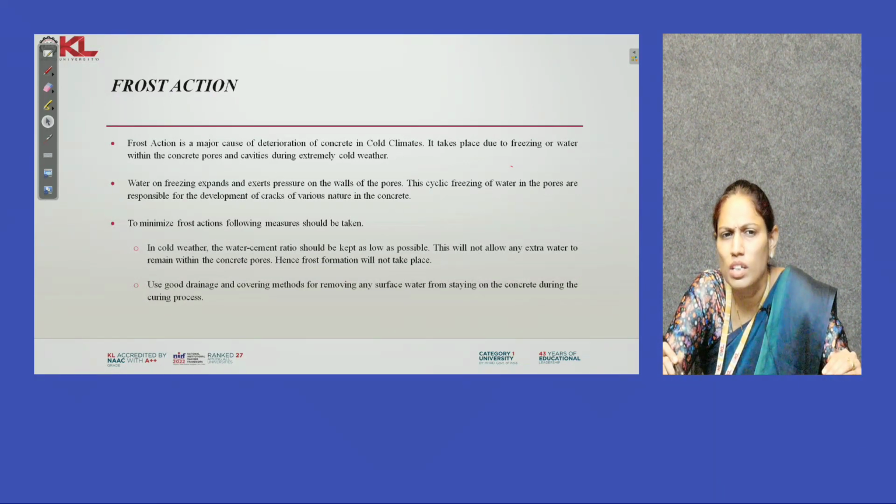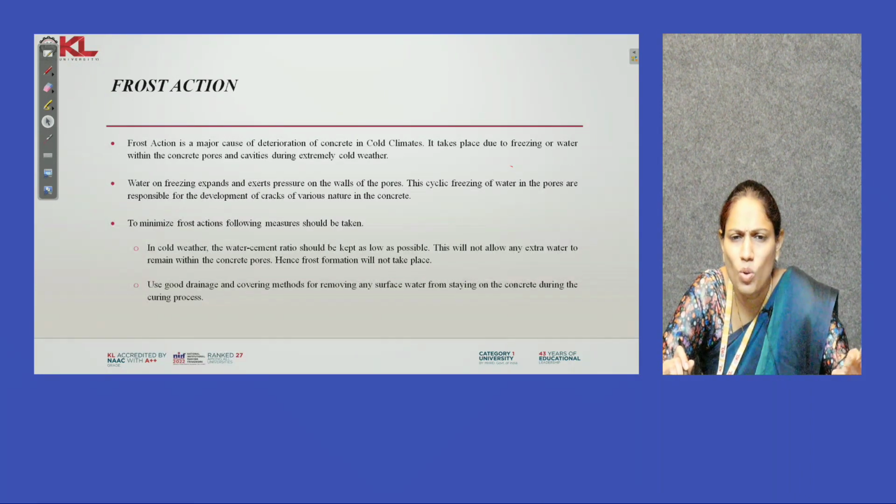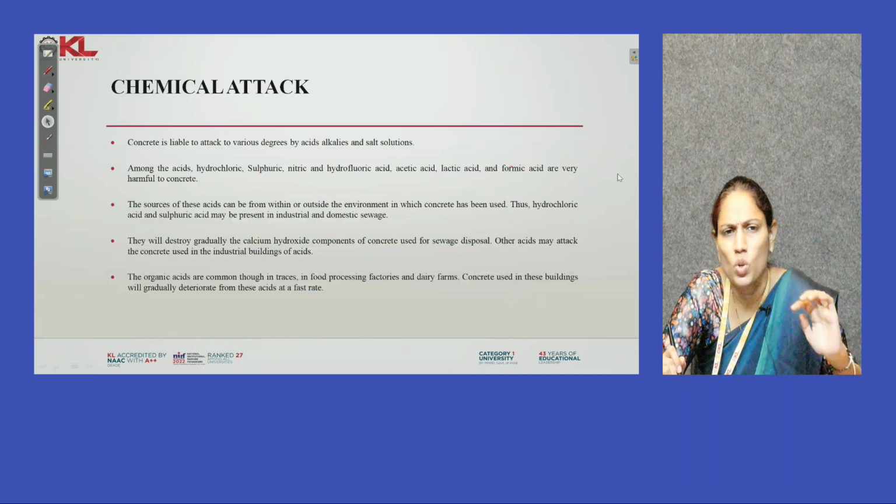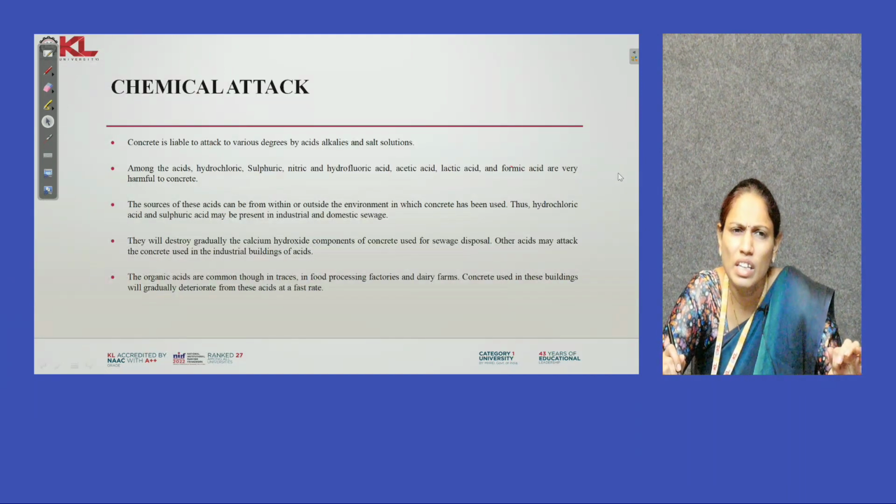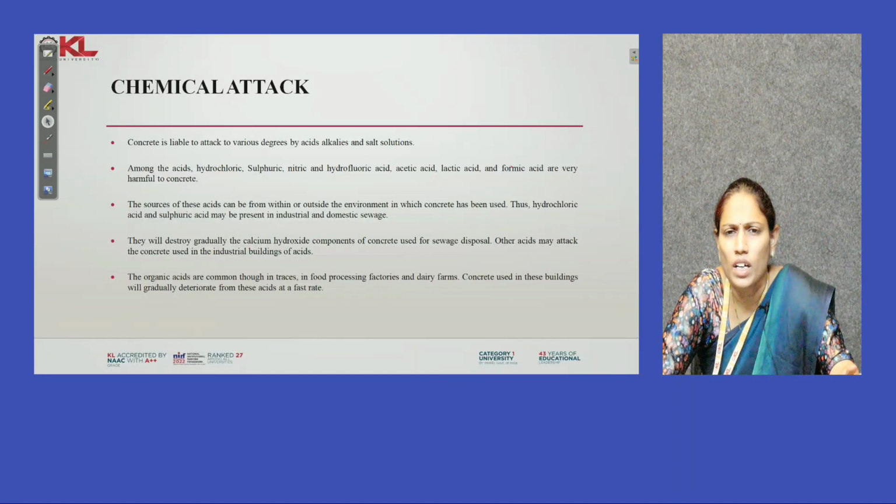To minimize the frost action, the measures to be taken in cold weather are that the water cement ratio should be kept as low as possible. This will not allow any extra water to remain within the concrete pores, hence frost formation will not take place. So use good drainage and coverage methods for removing any surface water from staying on the concrete during the curing process. So chemical attack means in the environment concrete can be liable to attack from any of the sources.